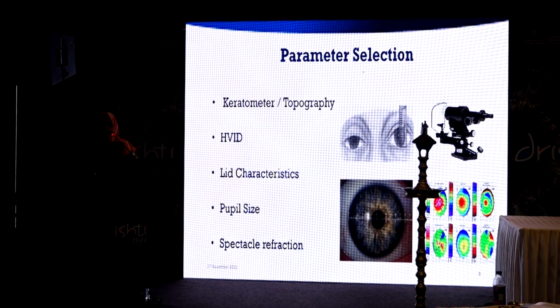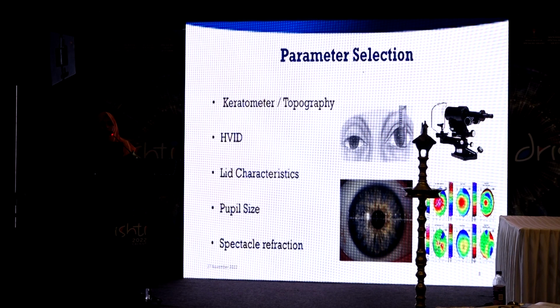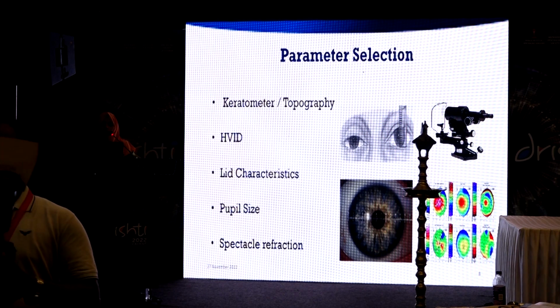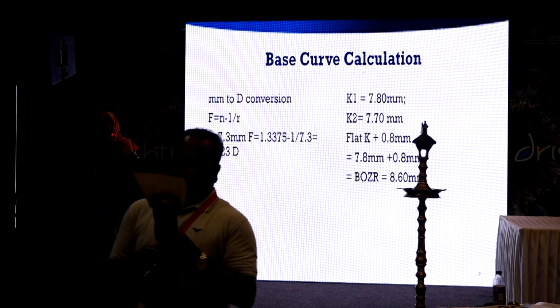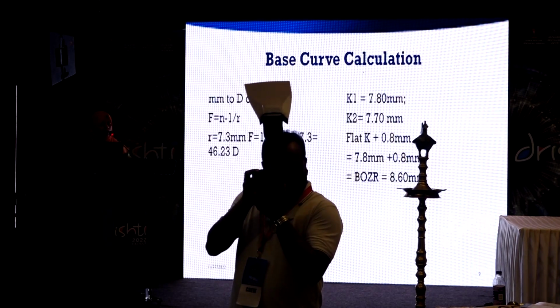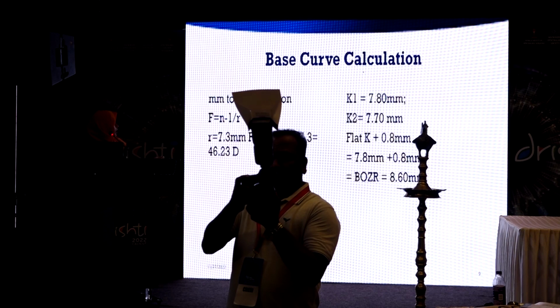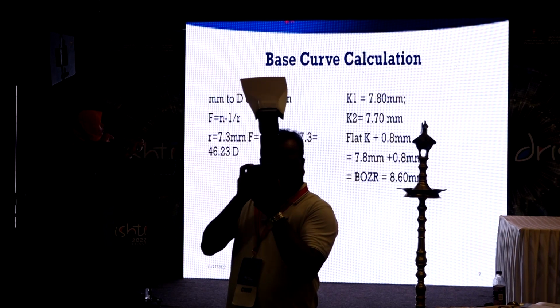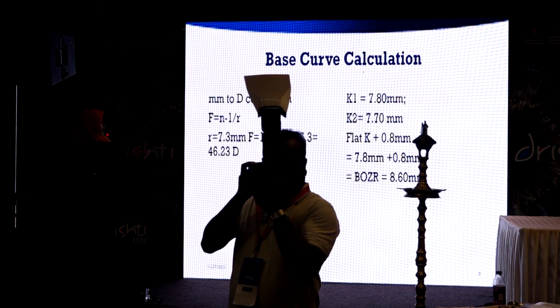So in mesopic conditions and also in bright light conditions, we have to measure the pupil size, and also the spectacle refraction, which is very important. If you have to convert the vertex conversion, and also the spherical equivalent, it can be done with the spectacle refraction, so we'll get an initial calculation for it. So this is the basic conversions, where you will get base curve calculations, where we have to do diopter conversions.